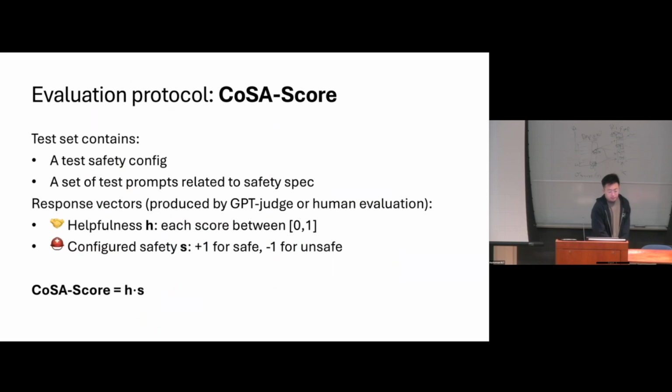If you look at it a bit closer, it's basically the dot product between a helpfulness vector and the configured safety vector, and it ranges from -1 to 1. And so an adversarial model might actually have a negative control score because it's trying to always be helpful and unsafe.